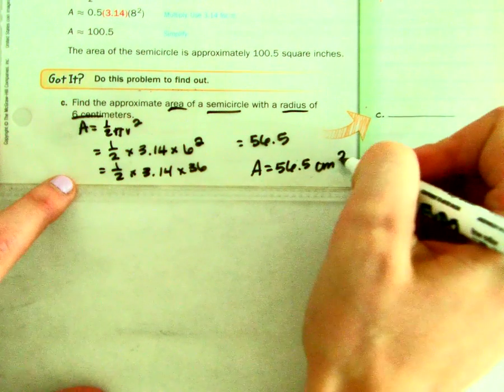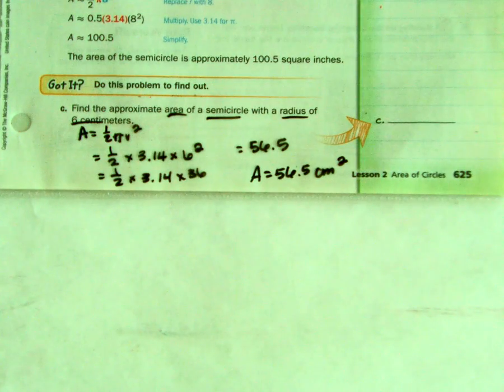So again, when you're finding the area of a semicircle, we use the same formula as a regular circle, but we take it times a half because the semicircle is half a circle, so we want half of that formula. If they give you a diameter, you divide it by 2, and that would be your radius.